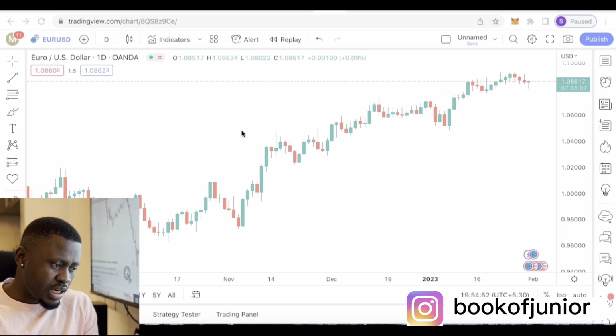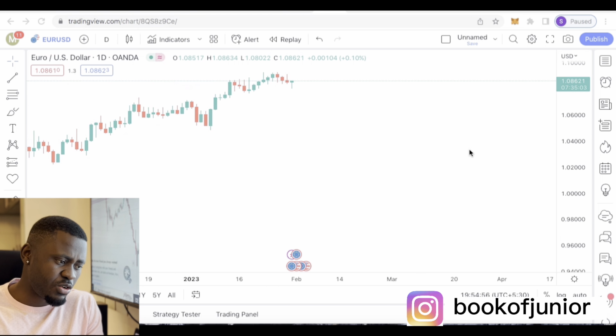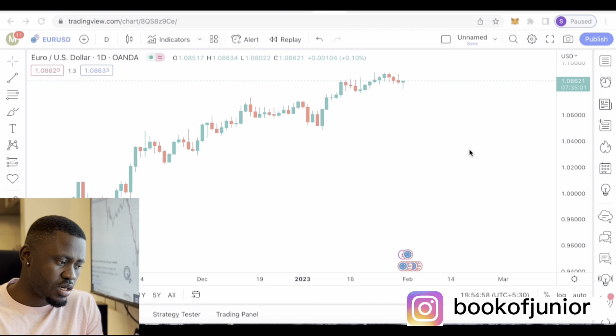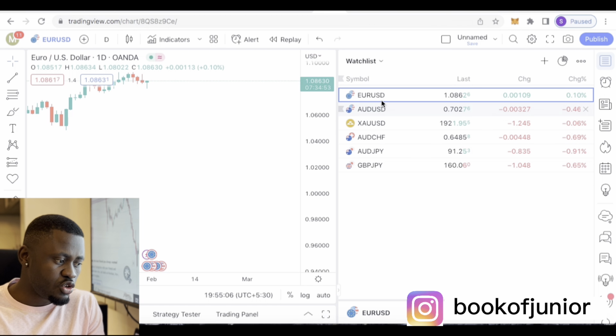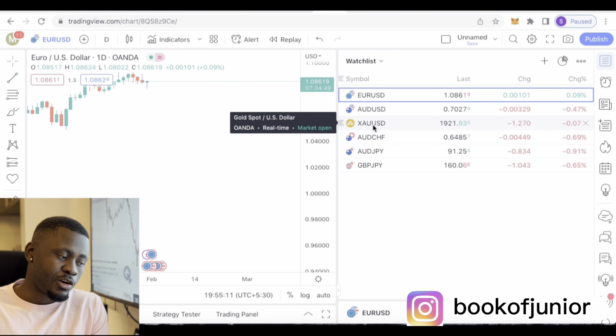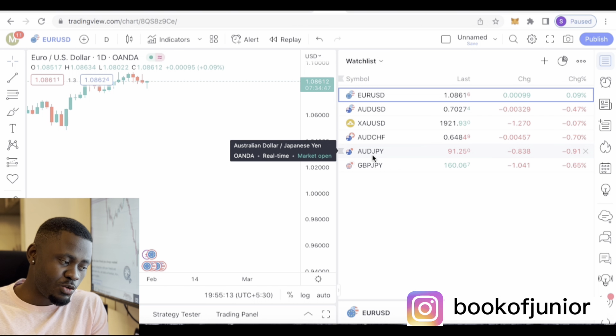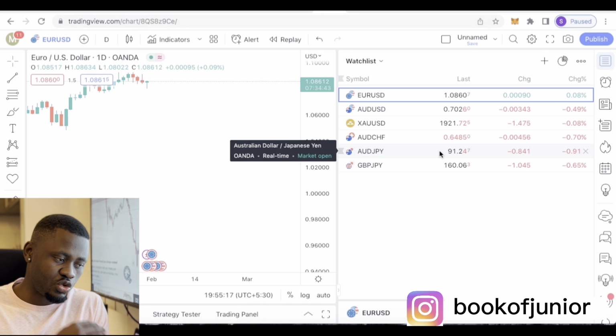Then guys, we're going to be analyzing a few pairs and I'm going to be showing you how you find setups. It's very easy to find setups on all these pairs. So let me show you some of the pairs that I'm going to be trading today. As you can see right here, we have EUR/USD, AUD/USD, gold, AUD/CHF, AUD/JPY, and GBP/JPY. So these are the trades that we're going to be looking at today.